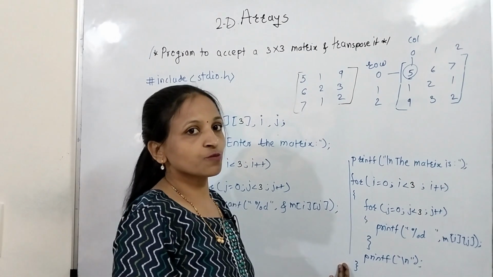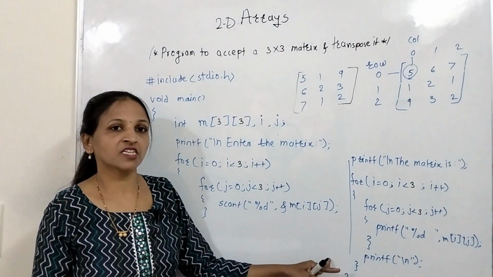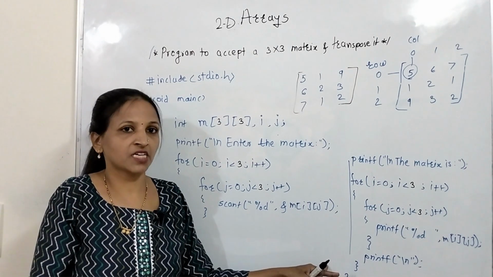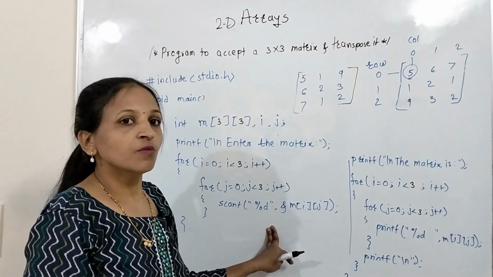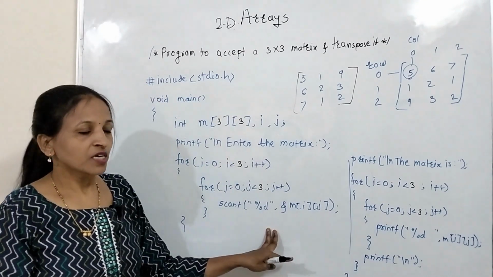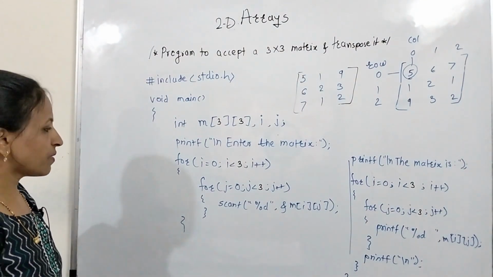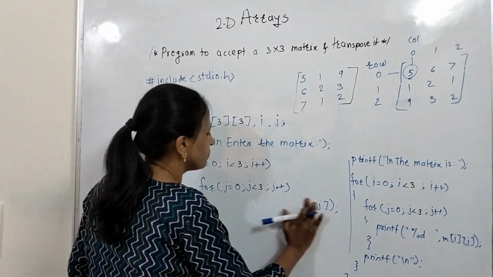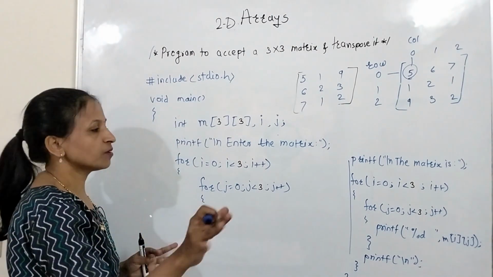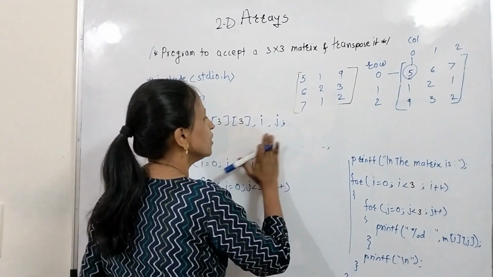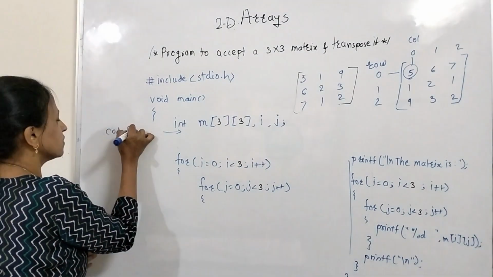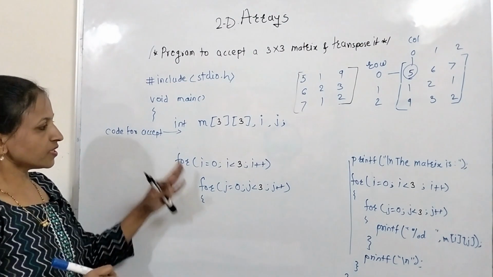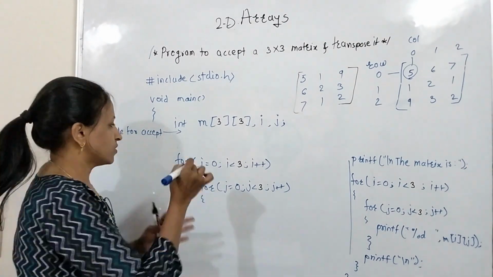That's why, using scanf, I have accepted the whole matrix, and in the same way we can display the matrix. Now how to transpose the matrix? Before displaying that matrix I am going to transpose it. Okay, to accept the matrix this is the loop, and now here I am going to transpose the matrix. See what is to be done here. Consider we have accepted the matrix, here we have to write code for accepting the matrix, and now after that we will do the transpose.